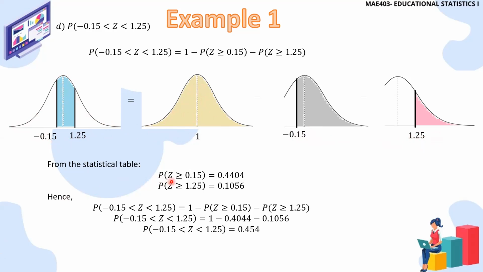Based on the statistical table, we know that the table only measures positive values. So probability z greater than 0.15 is 0.4404, and probability of z greater than 1.25 is 0.1056. Then the total area between negative 0.15 and 1.25 is actually 1 minus probability z greater than 0.15 minus probability z greater than 1.25. So the answer is 0.5454.